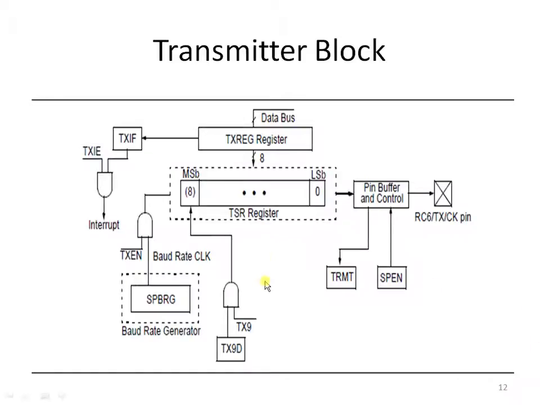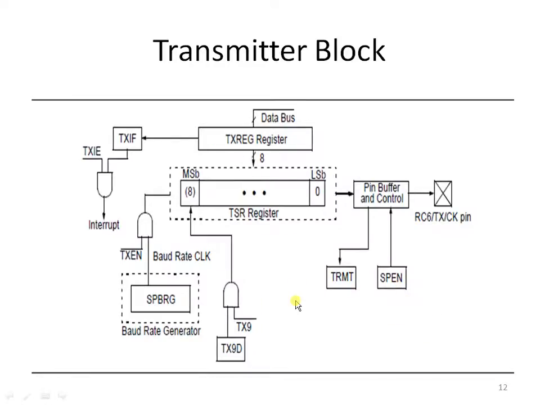Assuming that while the shift register is transmitting the data, if you place one more character into this TXREG by monitoring TXIF, what happens? Immediately this data will be moved into the shift register, so the earlier data will be lost or replaced. That's the reason why, while transmitting the data, we should monitor TRMT but not TXIF. And SPEN, as I've already told you, if you want to configure RC6 to act as TX, then definitely this has to be enabled.